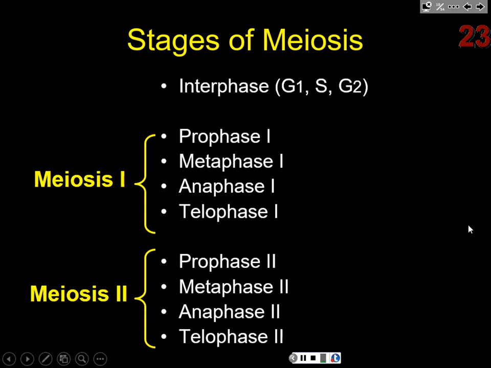Okay, so we're going to take the diploid cell that just came out of interphase in an ovary or a testes. We're going to take it through two divisions. Meiosis 1 has a prophase, metaphase, anaphase, and telophase. That cell would divide into two. And those two cells would undergo meiosis 2, which has a prophase, metaphase, anaphase, and telophase.